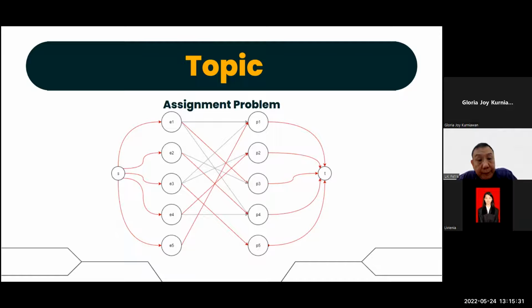Yeah, but I'm confused whether I should use the employee to a project or a job to a machine.